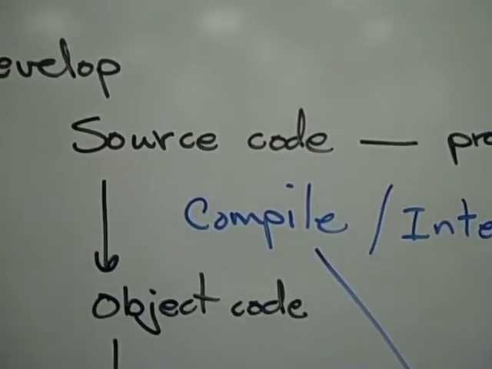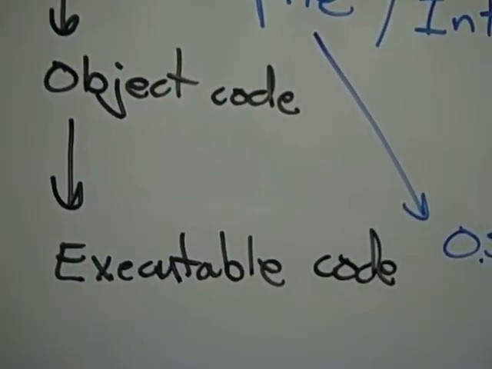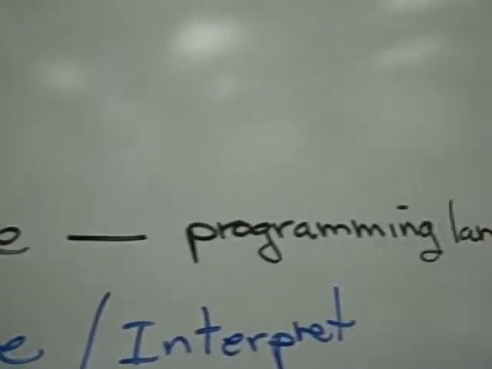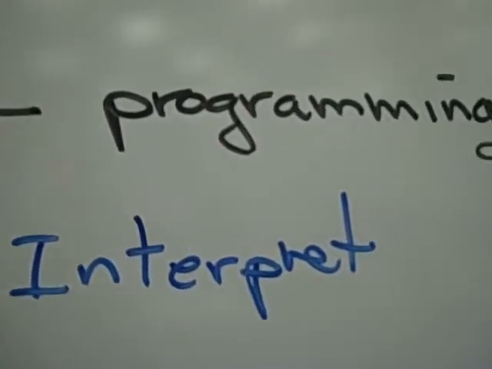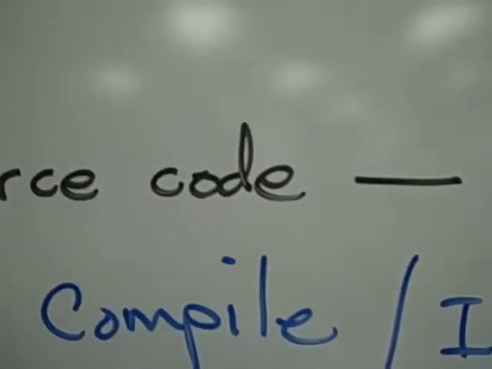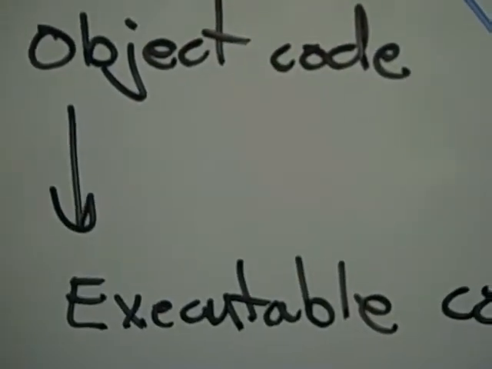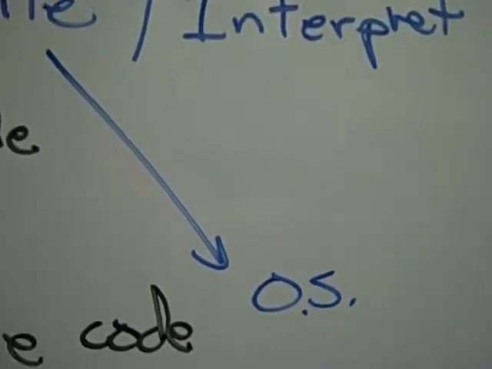We talked about going from source code to object code to executable code, going from our programming language and either compiling or interpreting it, interpreting usually with scripts, down to where it's executable and it runs on a particular operating system.